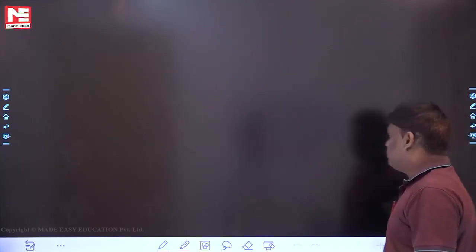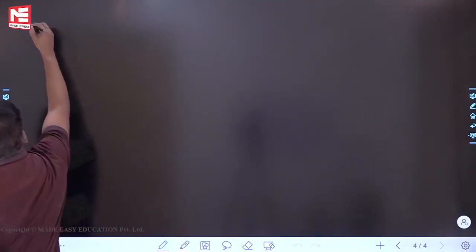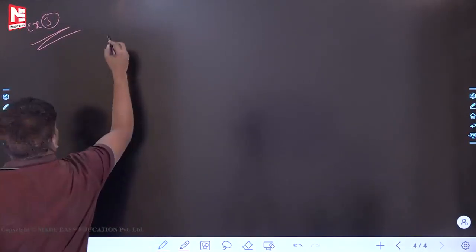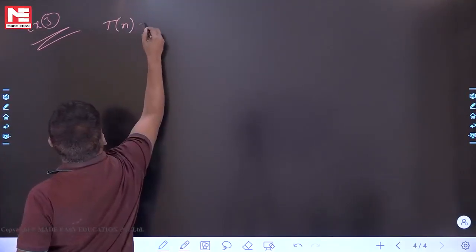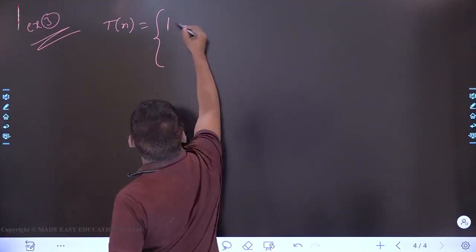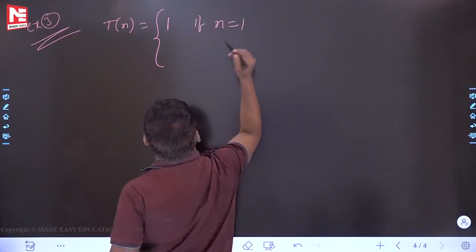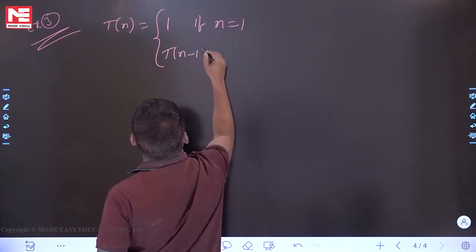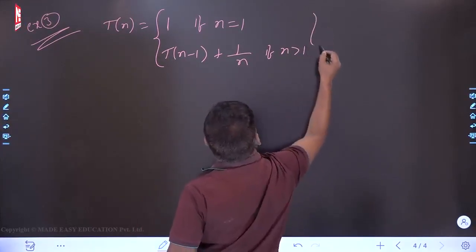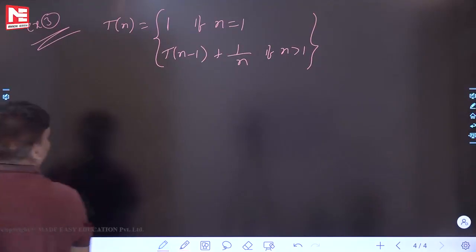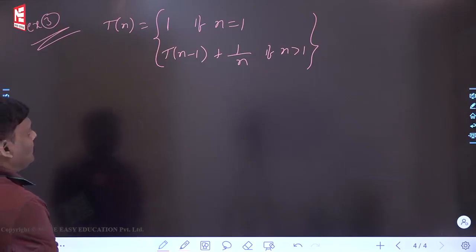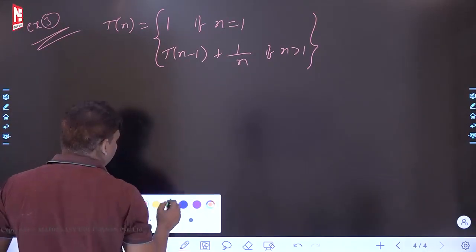Let's go to the next problem. See the next problem, Example 3. Tn is equal to 1 if n is equal to 1, otherwise Tn is equal to T(n minus 1) plus 1 by n if n is greater than 1. This is one more recurrence relation we have to solve.